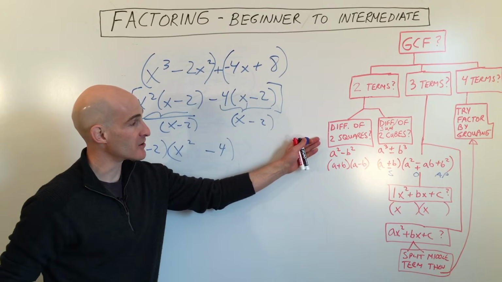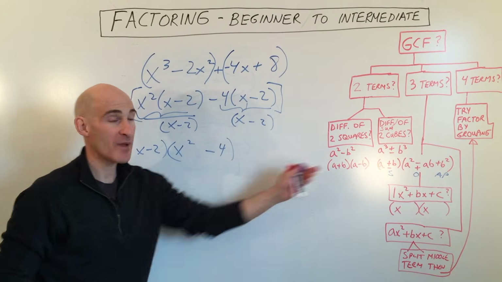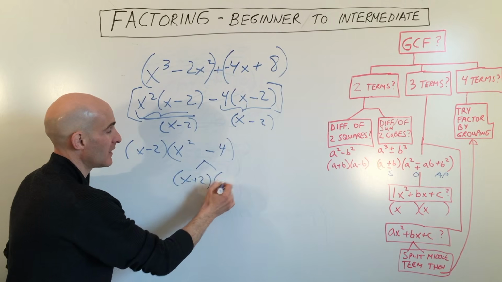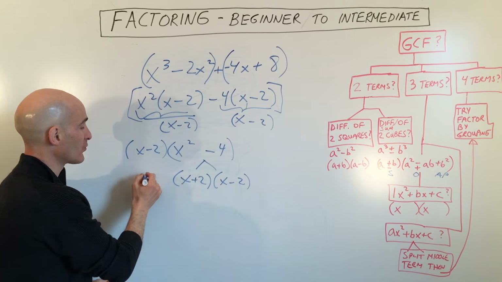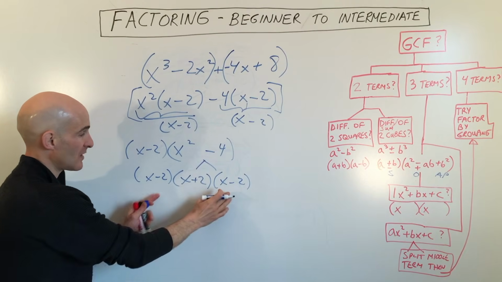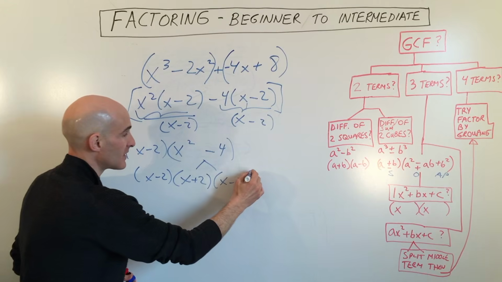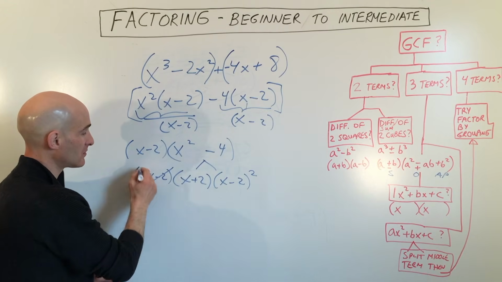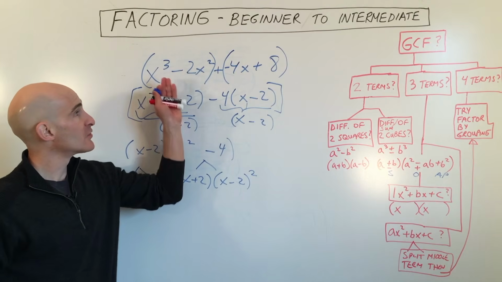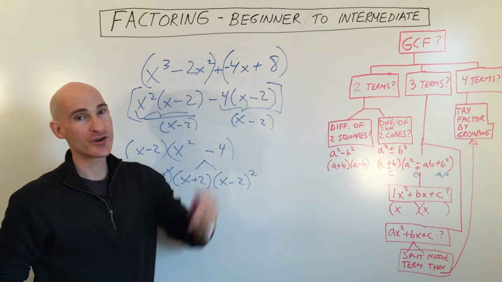Okay, so we're back to here, and we're going to use our sum and difference pattern. So this is going to be factored to x plus 2 and x minus 2, and then we're going to bring down the x minus 2. We can combine these, since we have 2 x minus 2's, into x minus 2 squared. And so there's going to be your final factored form. So this is factoring by grouping when you have 4 terms.